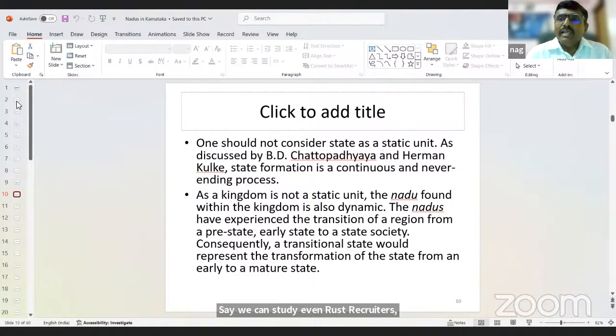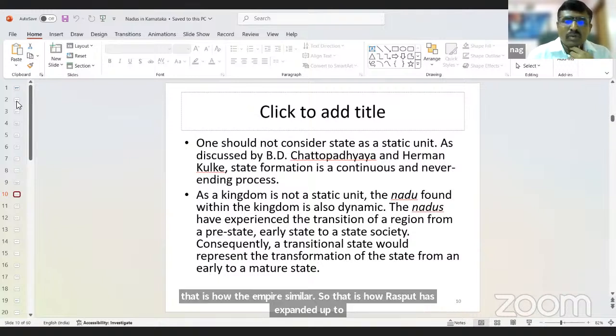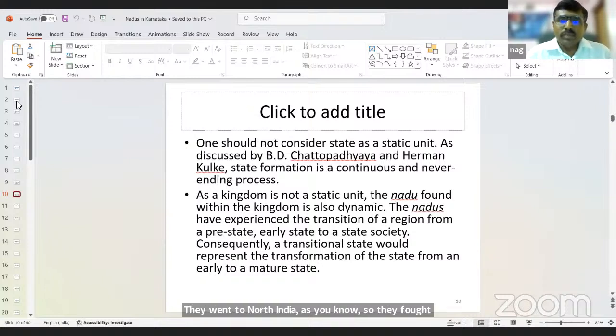So it is not that all the so-called empires were empires to begin with. It is a slow, gradual process. Initially they are small states, then they expand their territories, and over a period of time they are able to expand over larger areas. That is how empires emerge. That is how the Rashtrakutas expanded up to Maharashtra. They went to North India, as you know, and they fought with the North Indian kings also. That's how there was expansion of the kingdom.